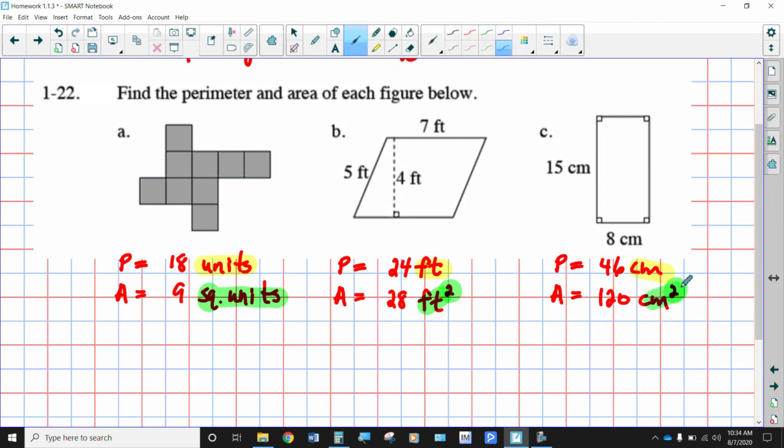And if you don't remember where to put that exponent of 2, you could always write this as 120 square centimeters. There's nothing wrong with writing it this way, just like I wrote it here. So if you're ever in doubt where to put that exponent, don't use the exponent and write it this way instead.